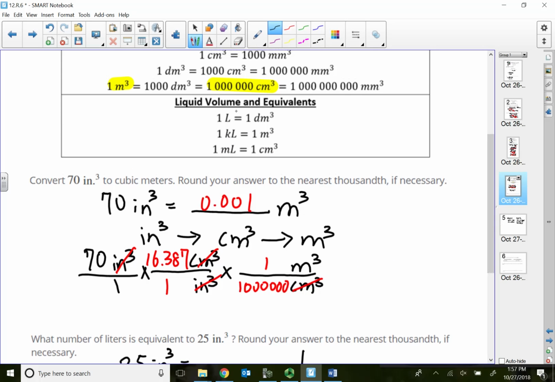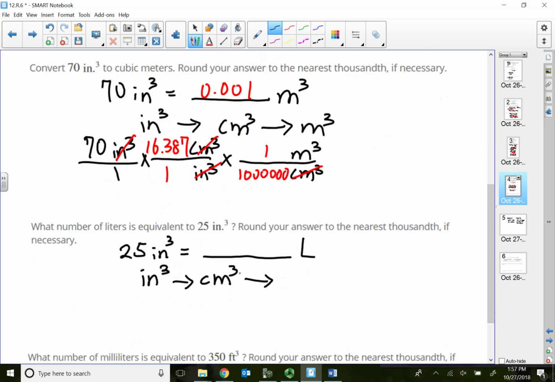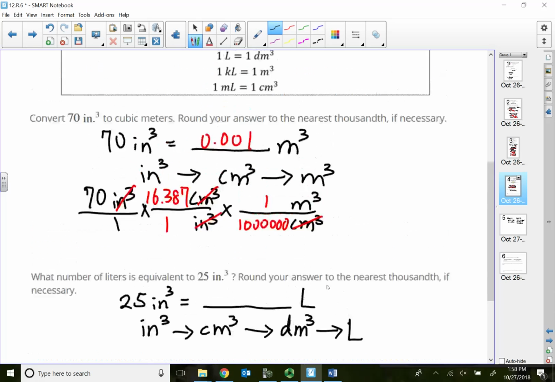Well, down here is liquid volume and equivalents. So here I have liter. I need to end up with liter. Liter is a 1-to-1 ratio with cubic decimeter. So that means I need to take my cubic centimeter to cubic decimeter, and then that will be a 1-to-1 ratio to liter. So this time I have to go through 2 other units before I can reach mine. So how can I go from cubic centimeter to cubic decimeter?